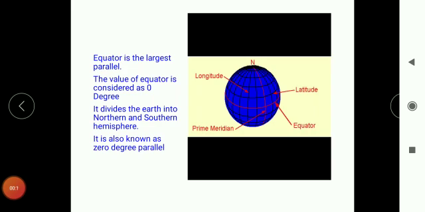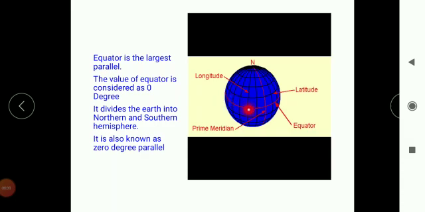As you know, children, in the last lesson we studied how horizontal lines are called parallels of latitude and vertical lines from top to bottom are called meridians of longitude. But let me tell you one more thing here, children. Equator is said to be the largest parallel. The value of this equator is always considered as 0 degree.